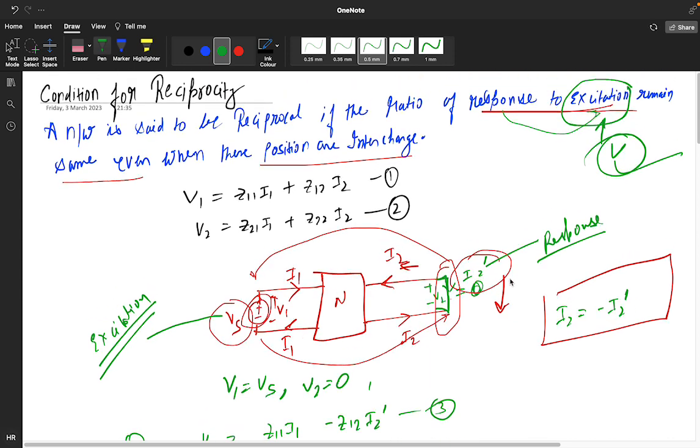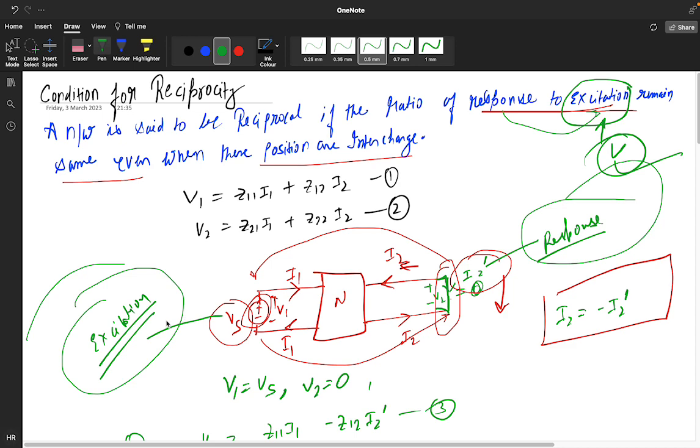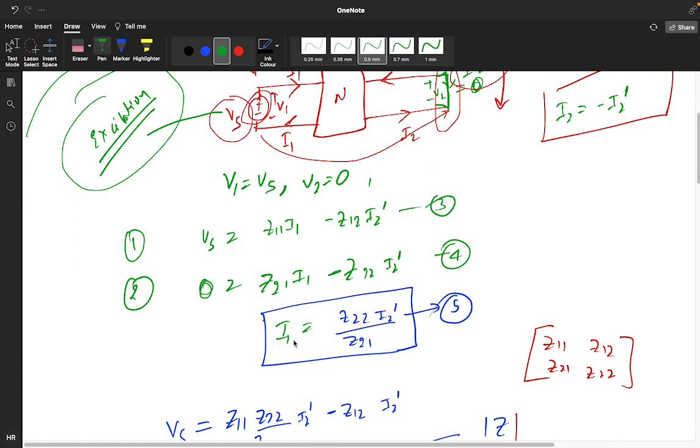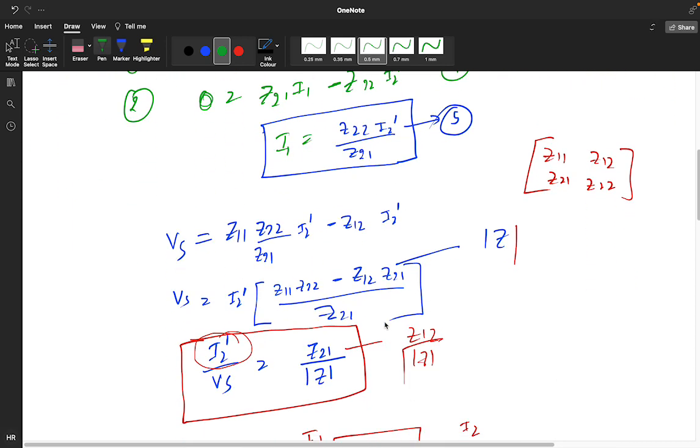Okay. So what is written? The ratio of response to excitation. This response divided by this excitation will always be the same even if we interchange the supply. So by solving this, we are getting the value of I1 like this. We got the value of I2 dash divided by V(s) is equal to Z21 by mod Z.